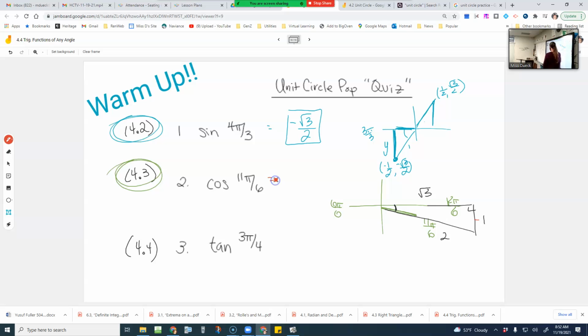Do I have a triangle? Yes. Can I answer from the triangle? Yes. What is the adjacent to the reference angle? Root 3. What is the hypotenuse to this reference angle? 2. Guess what? That's also the x in that spot on your circle.